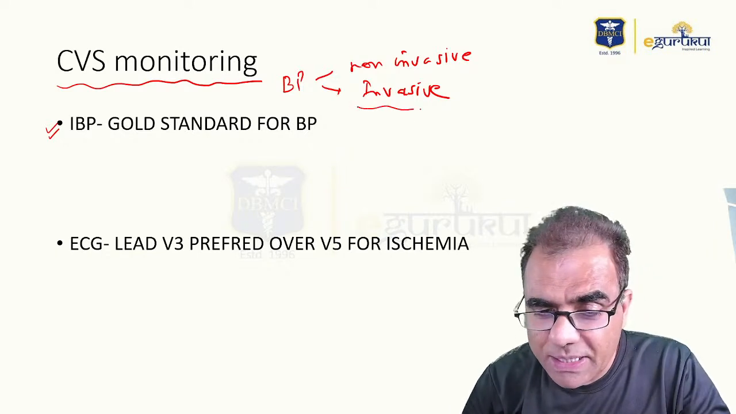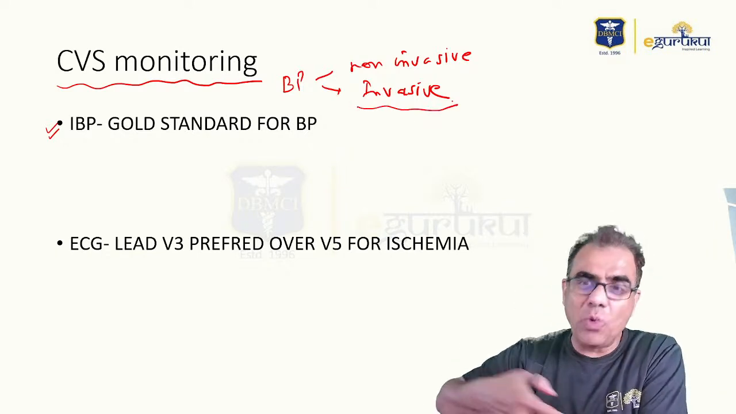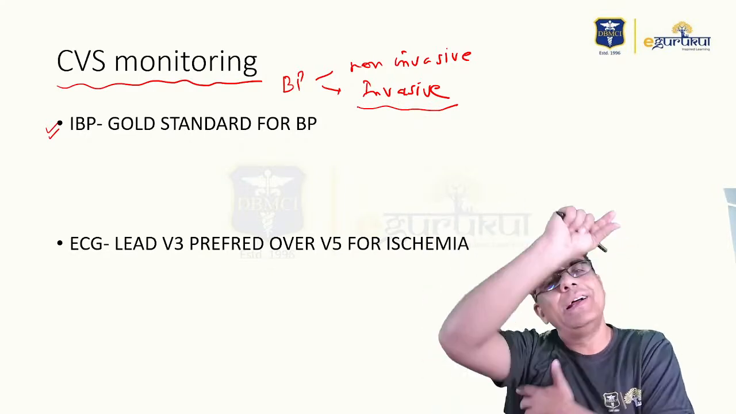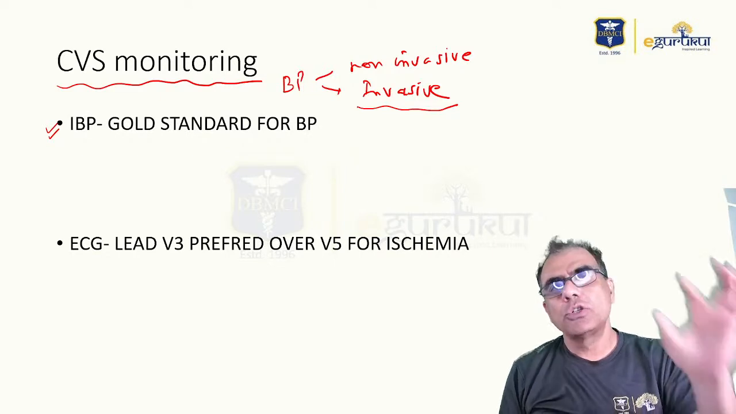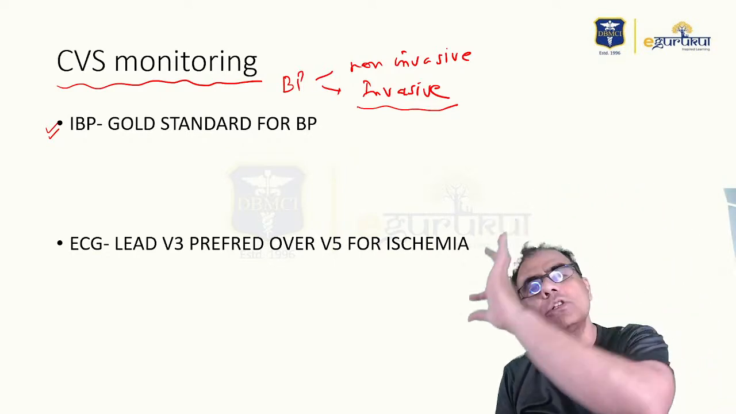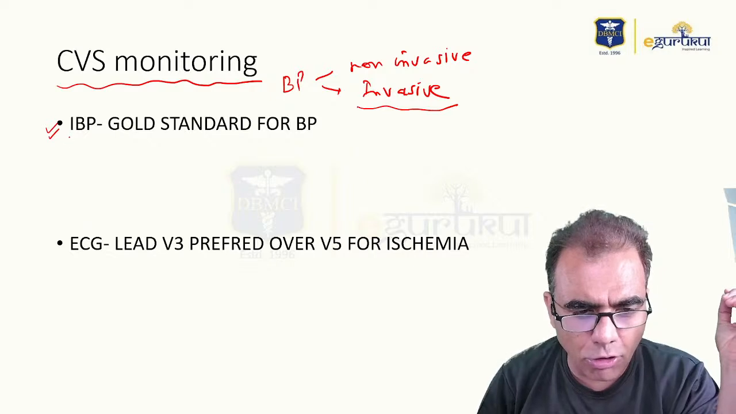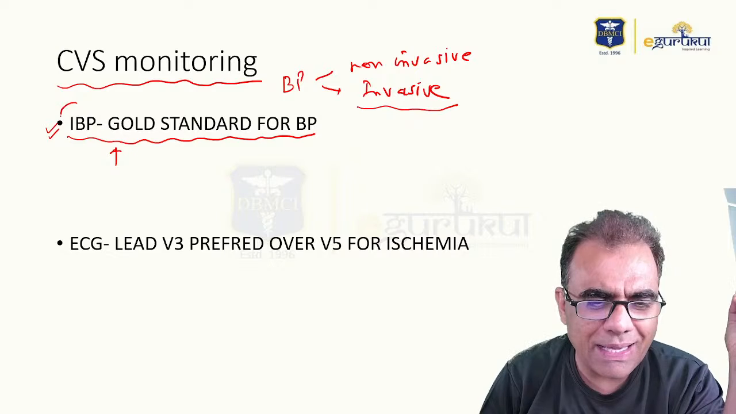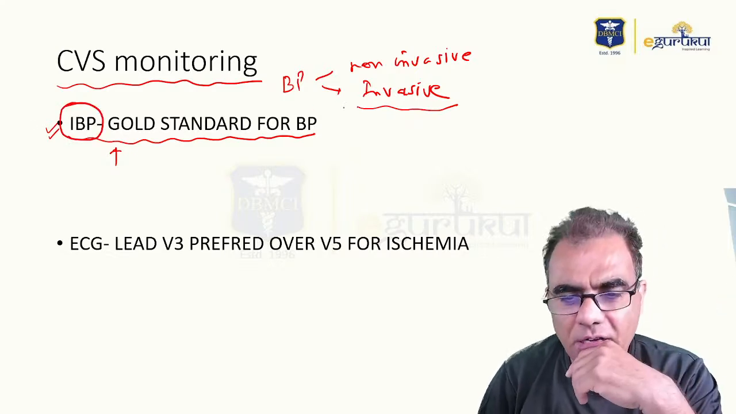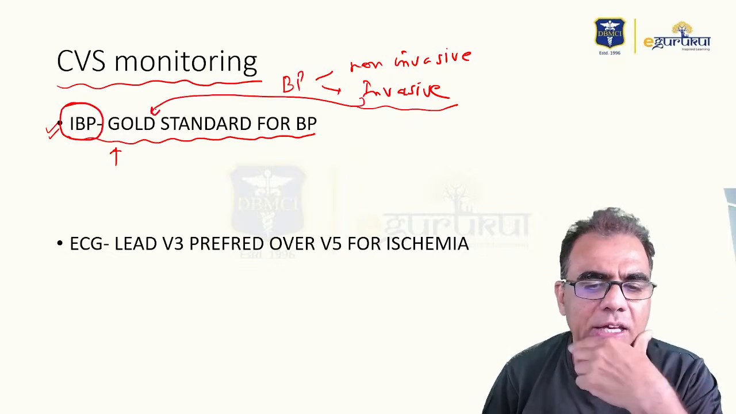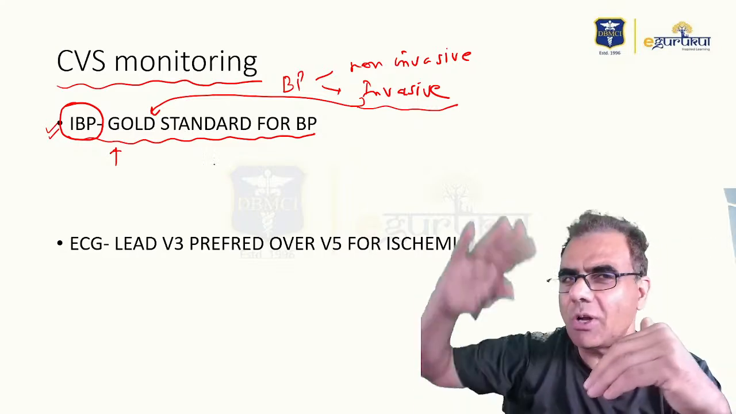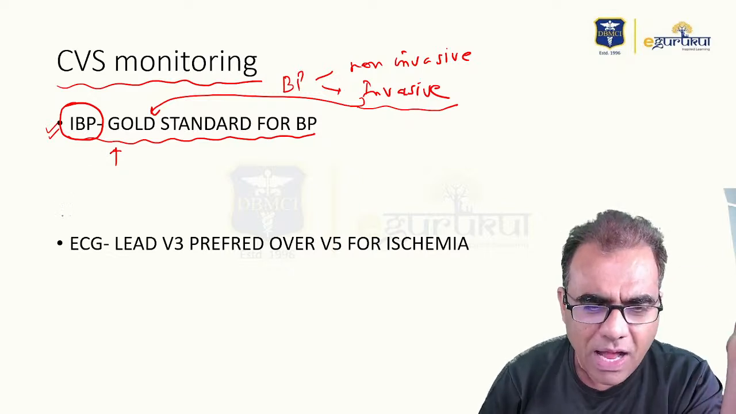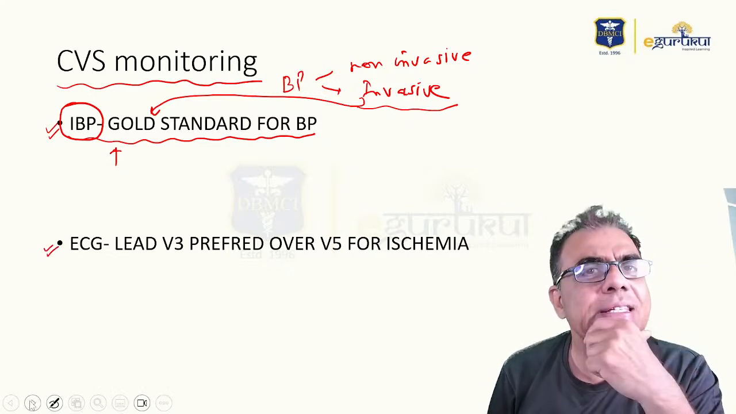Invasive blood pressure monitoring means we are monitoring the blood pressure by cannulating one of our arteries. We put a cannula in an artery, the radial artery most often, and connect it to the monitor that continuously monitors BP. So it is called the gold standard method for blood pressure monitoring. IBP means invasive blood pressure. It is the gold standard for BP monitoring because it monitors blood pressure continuously, not at intervals.